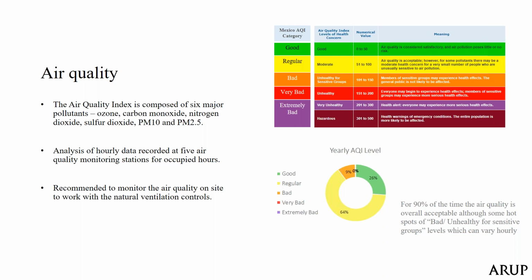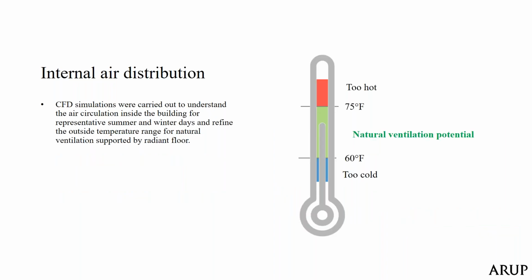We analyzed this data for the operation of the store, and this is the picture that we got. For 90% of the year, we are in this range that we were describing of good or regular air quality. And of course, you never know what's the local situation. So we ended up recommending having some monitoring station to connect with the control system, but overall it didn't look that bad.